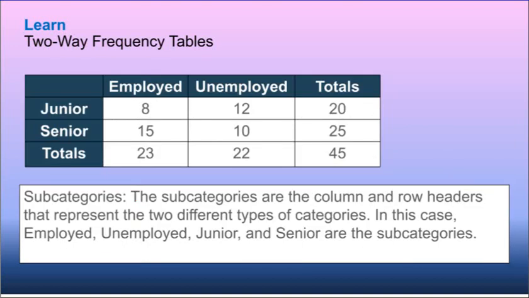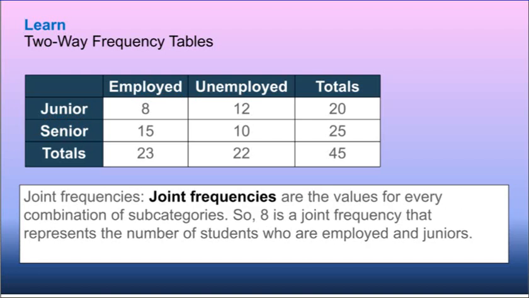So subcategories are the column and the row headers. So the subcategories here are employed and unemployed, and then we have junior and senior. The joint frequencies are the values for every combination of subcategories. So everything inside here, those are your joint frequencies.